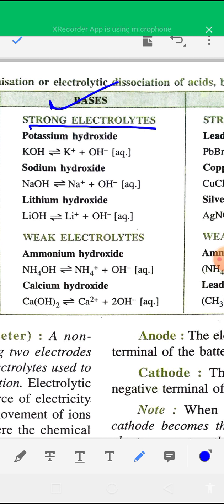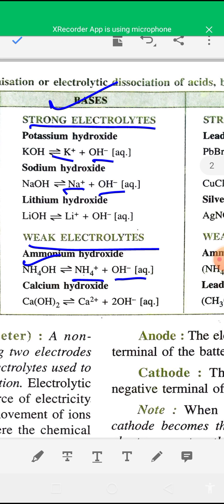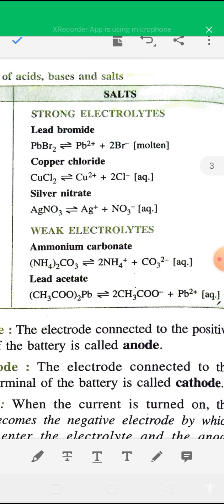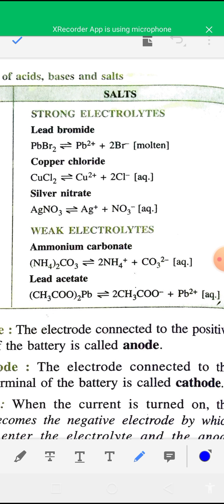The electrolytic dissociation of some bases is also given. Strong bases like NaOH and KOH dissociate into positively and negatively charged ions. For example, NaOH dissociates into Na plus and OH minus ions, and KOH dissociates into K plus and OH minus ions. Some weak electrolytes like ammonium hydroxide dissociate into ammonium ion and hydroxide ion. So you have to read the dissociation of different salts and acids, and which ions they will produce in aqueous solution. For salts, a strong electrolyte like lead bromide, PbBr2, dissociates into Pb2 plus ion and 2Br minus ions in molten state.